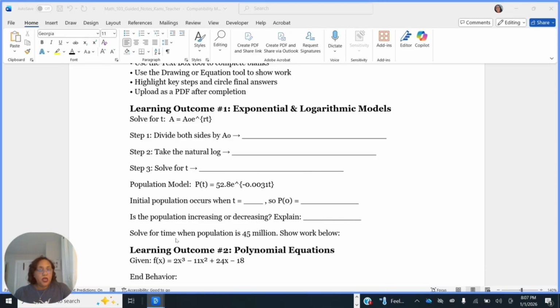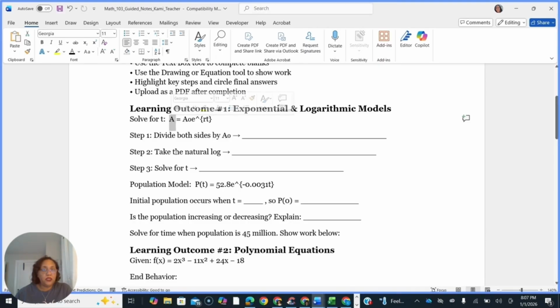And then solve for time. Solve for the time when the population is 45 million. All you're going to do is plug in 45 for A, over here where we have A right there. Then you solve using the ln of both sides, okay? So when does it reach 45 million? You set it up, and then you follow the steps. You have 45 equals 52.8 e to the negative 0.0031 t. Then you divide both sides by 52.8, and then you take the ln of both sides.